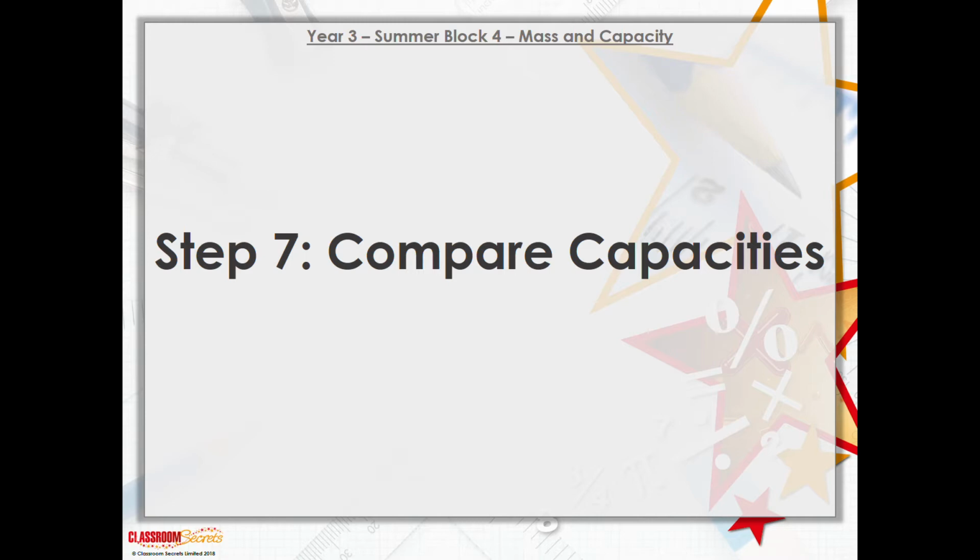So hopefully by now, over the last 2 days, you've learned how to read different gauges on different containers. You can see the difference between your litres and millilitres, and hopefully remembering the most important one, that you have 1,000 millilitres, okay, that's the same as 1 litre. So hopefully we're remembering these facts by now.